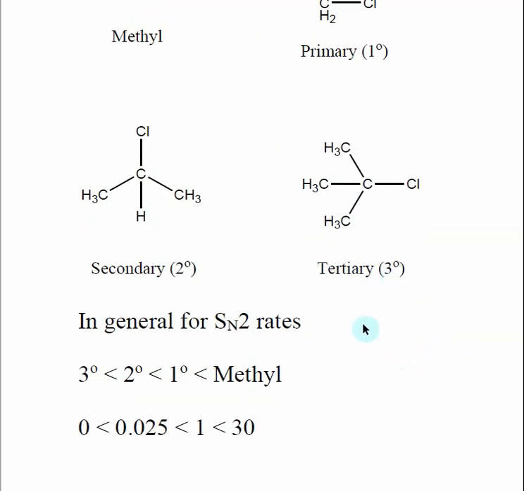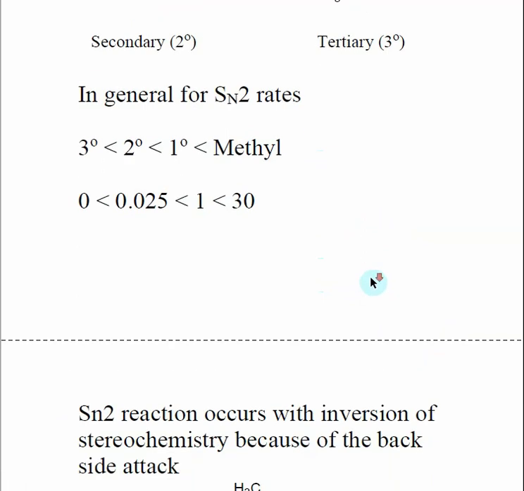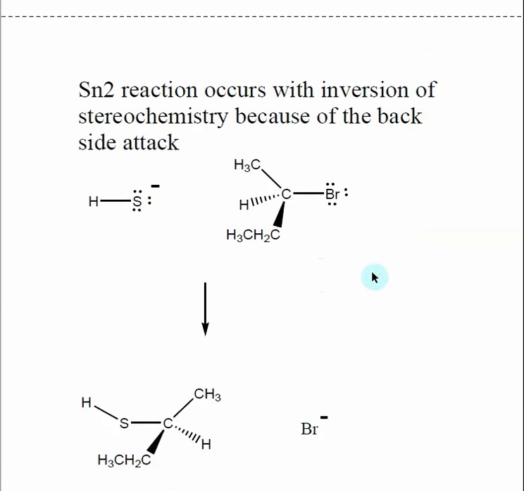So for right now, SN2 reactions go very quickly with methyl. They go not at all, zero, with tertiary halogens. You can't do an SN2 reaction with a tertiary halogen. And this is something that we're going to be building off of. Okay.